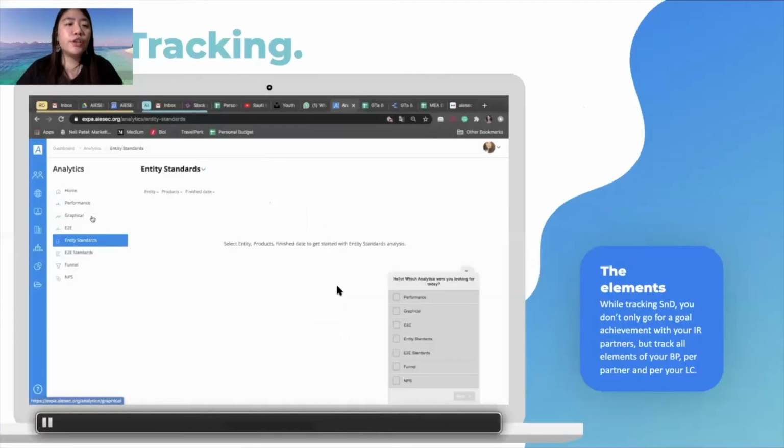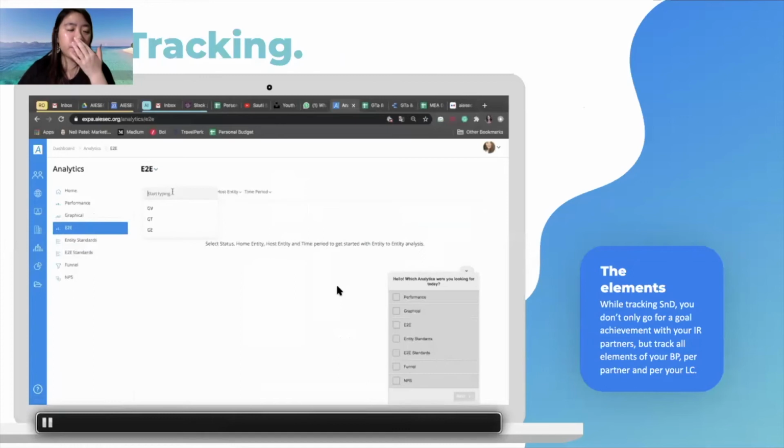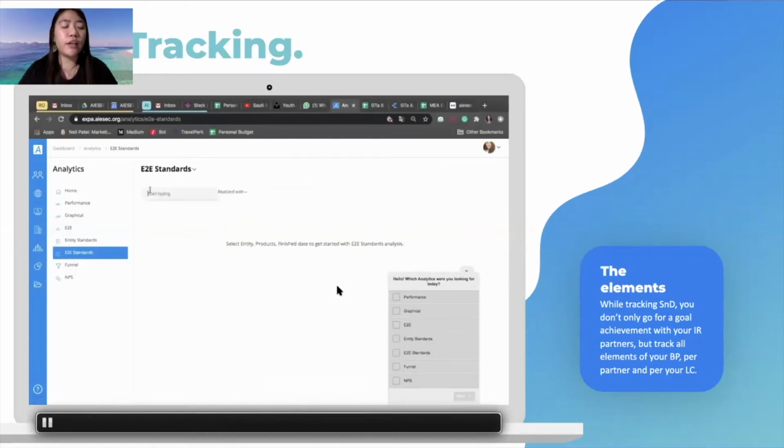Okay, so the next one you can also look into is the entity to entity funnel itself, and you can also look into the entity to entity standard delivery as well.